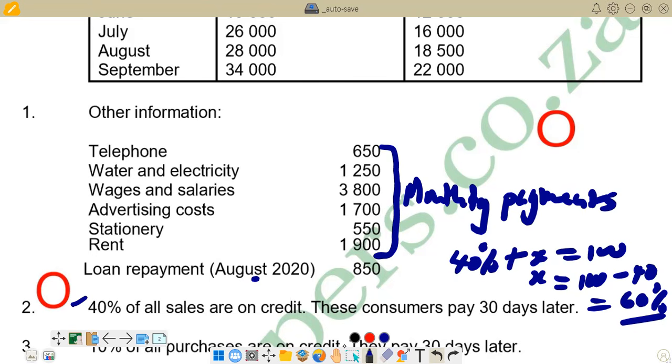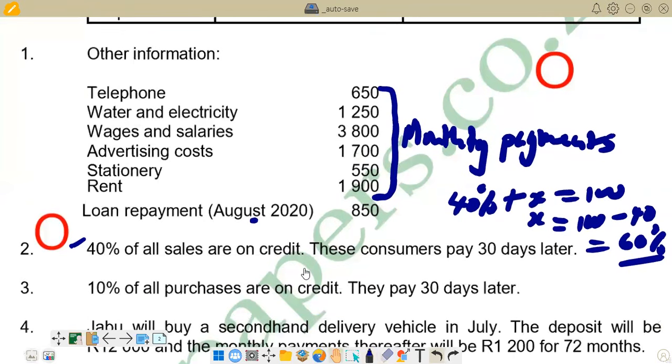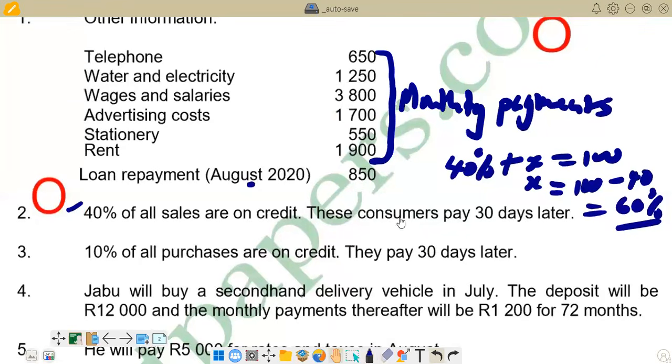Then we go down there to look at the next instruction that we are given. We are also given in terms of purchases on item 3, saying 10% of all purchases are on credit. So it means when 10% is on credit, we are also going to say 100 minus 10 to get our cash purchases, which is 90%. So we multiply 90% as our cash and then 10% as our credit.